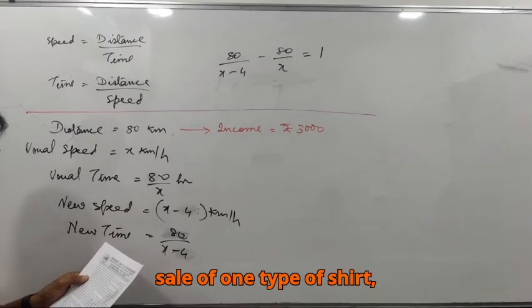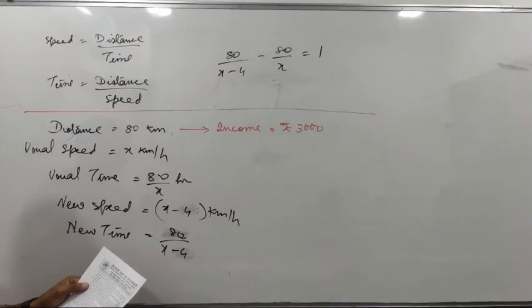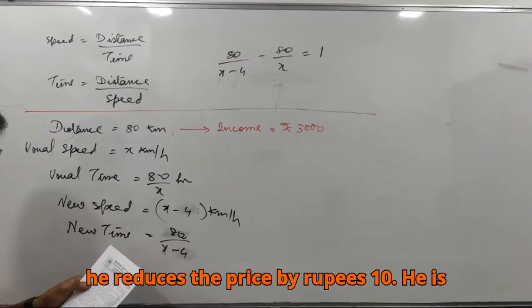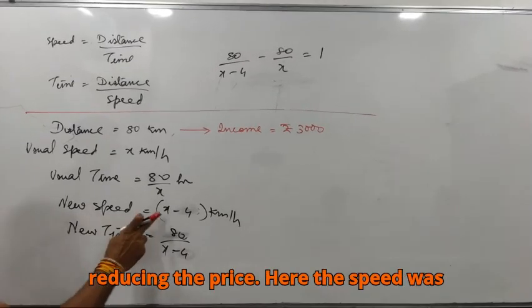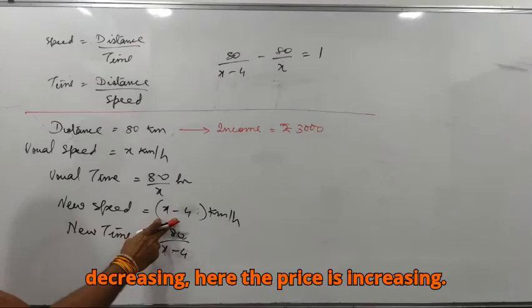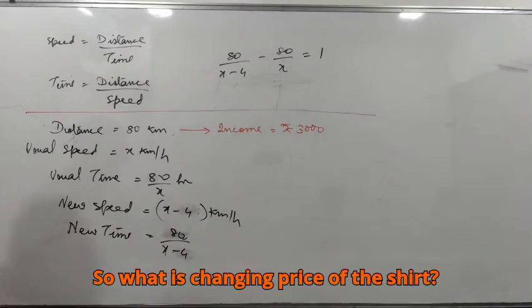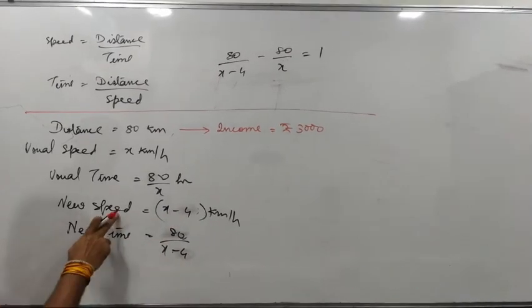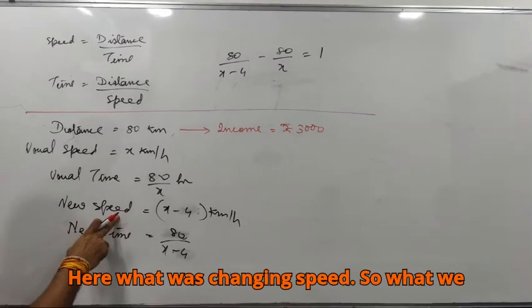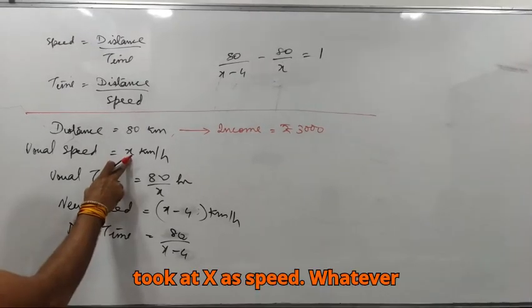On sale of one type of shirt, he reduces the price by rupees 10. He is reducing the price. Here the speed was decreasing. Here the price is decreasing. So what is changing? Price of the shirt. Here what was changing? Speed. So we took x as speed.